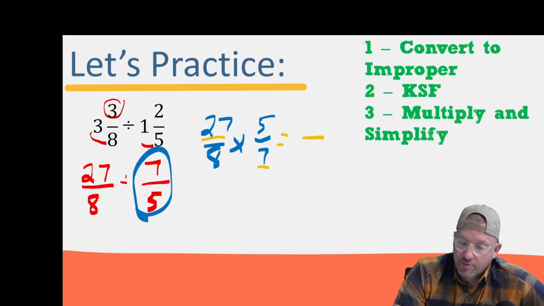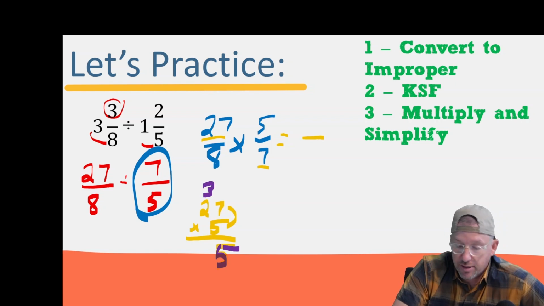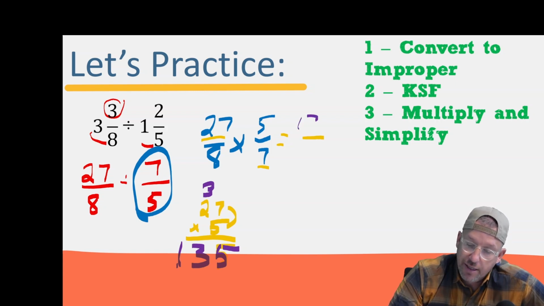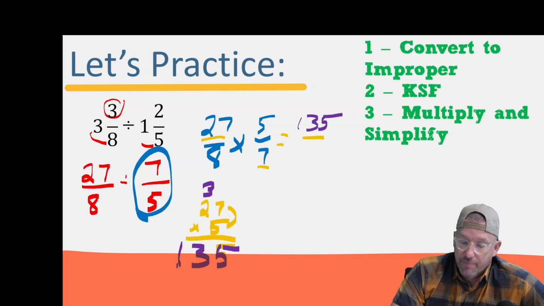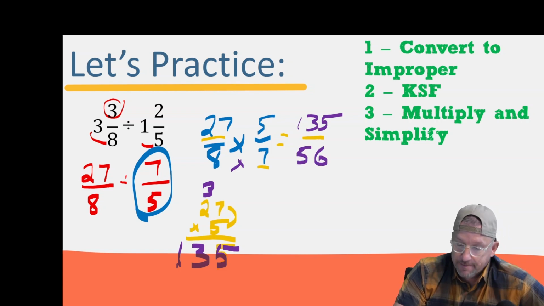Okay, 5 groups of 27. So 27 times 5. 7 times 5 is 35. I'm going to change colors because I'm running into my other area. 7 times 5 is 35, okay? And then 5 times 2 is 10 plus 3, which is 13, okay? So our number on top is 135, okay? And then we multiply the bottom. What's 8 times 7? That is 56, okay?